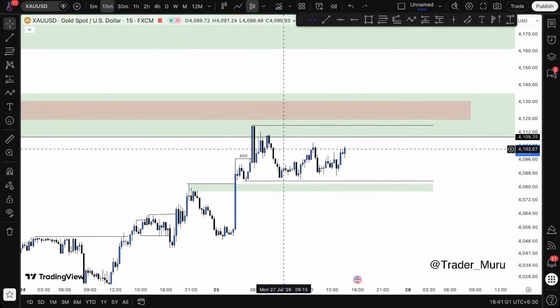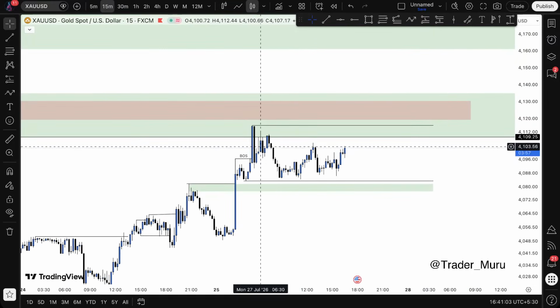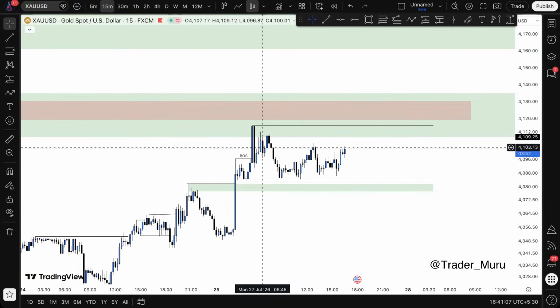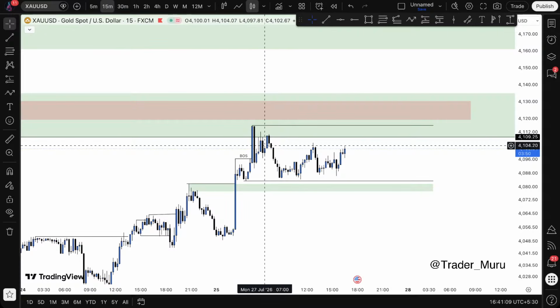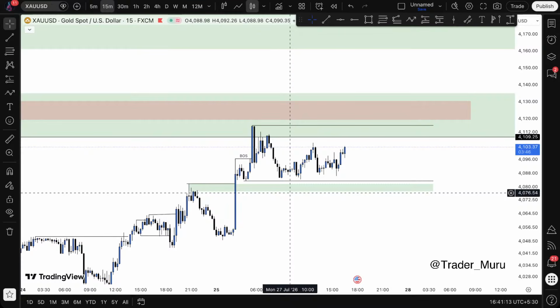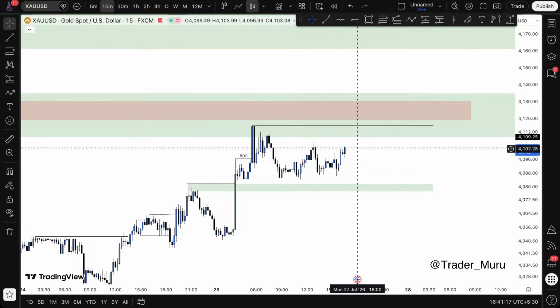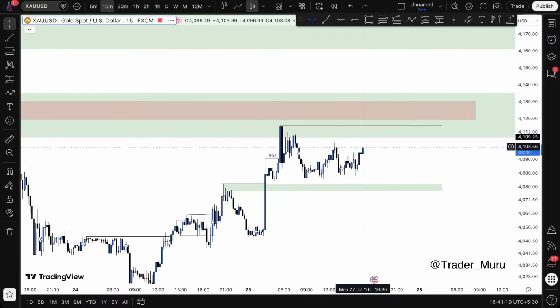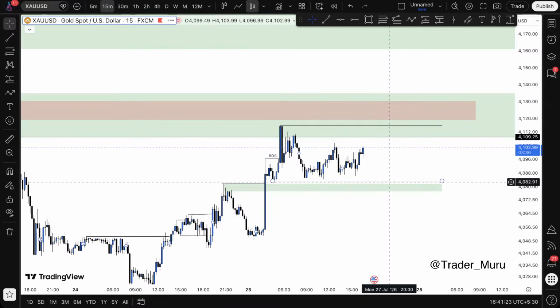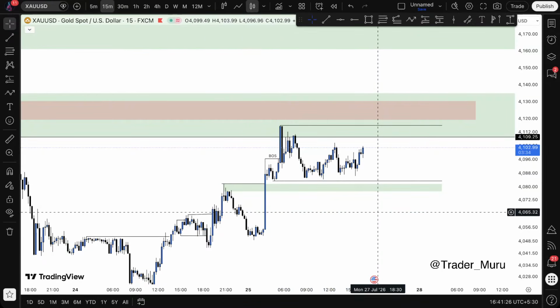In the morning I took a short from here, but it hit my break even, then started dropping. I was in short from this area, but it took my break even, then started dropping. Wait for the sweep.